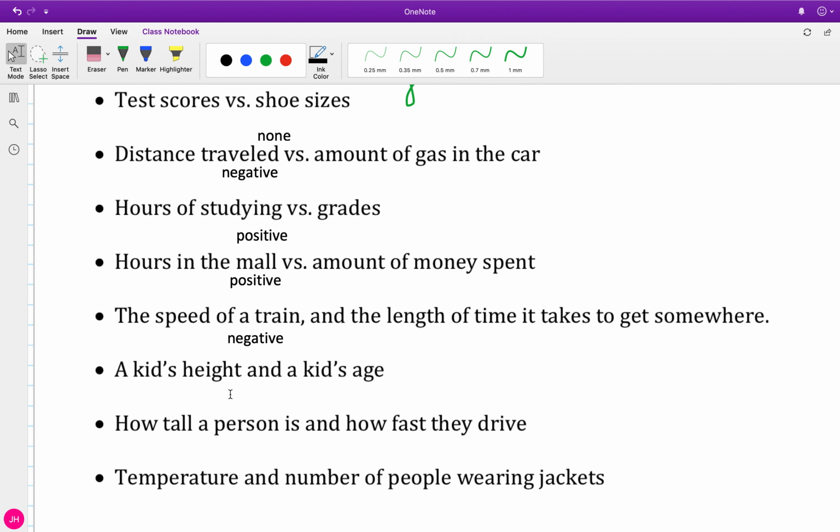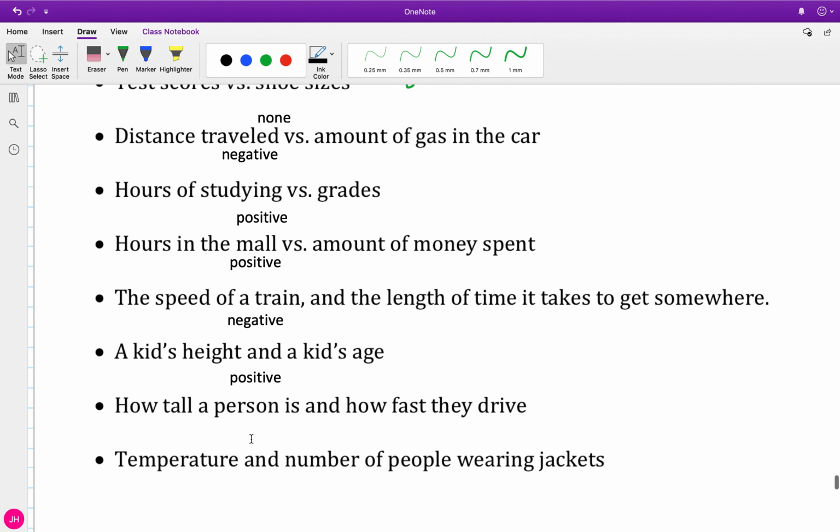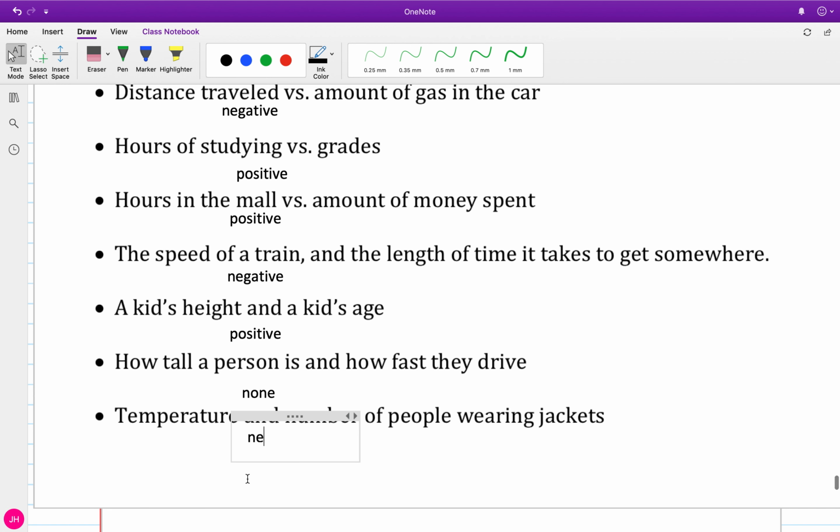We did a kid on this one, so make sure kids are still growing. So a kid's height and a kid's age should be positive. The taller you are, the older you are. How tall a person is and how fast they drive, that they have no correlation. And last, the temperature outside and the number of people wearing jackets. So as the temperature increases, we should see less jackets. So that's going to be negative. As one increases, the other one is decreasing.